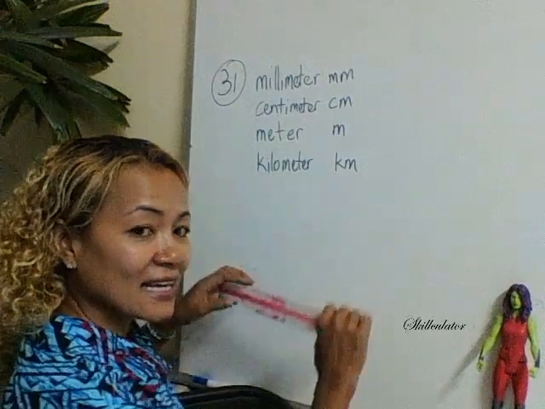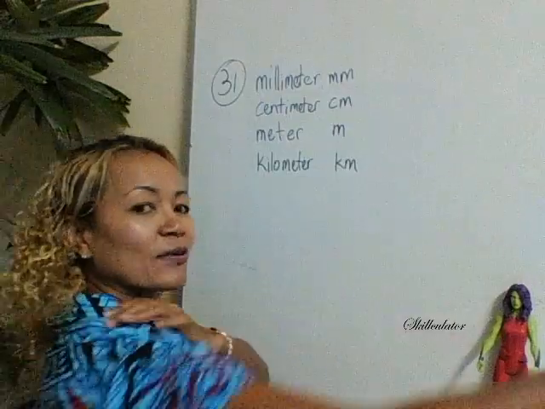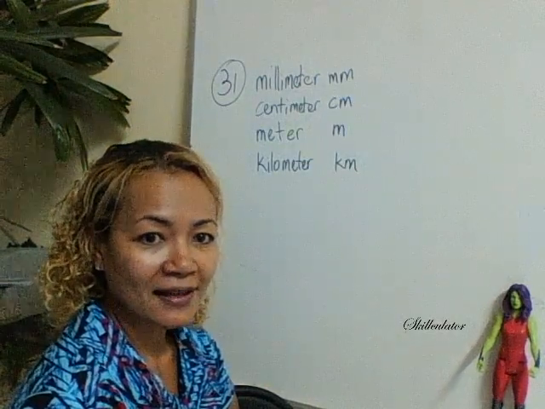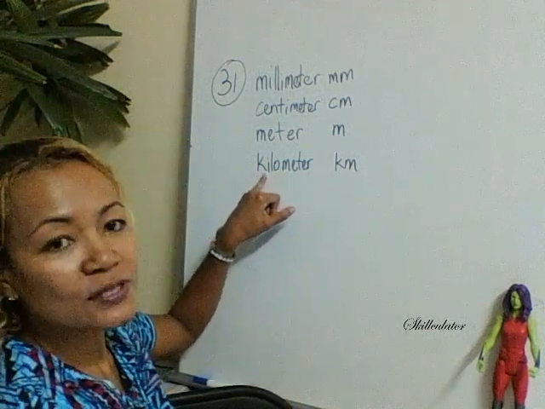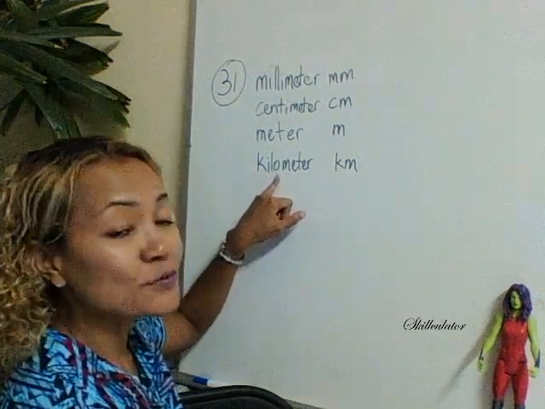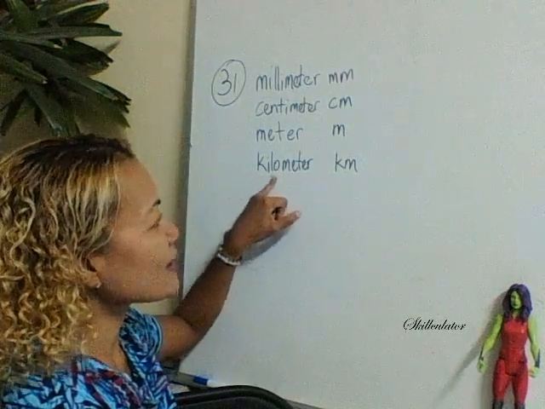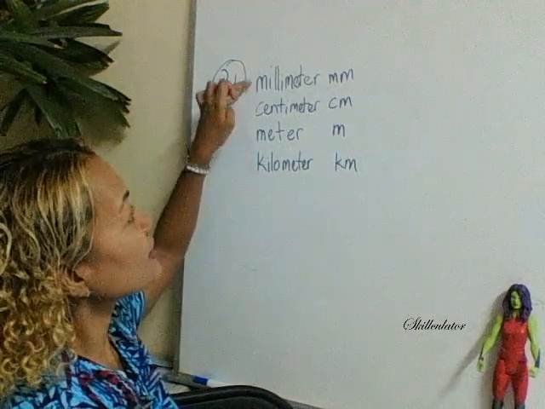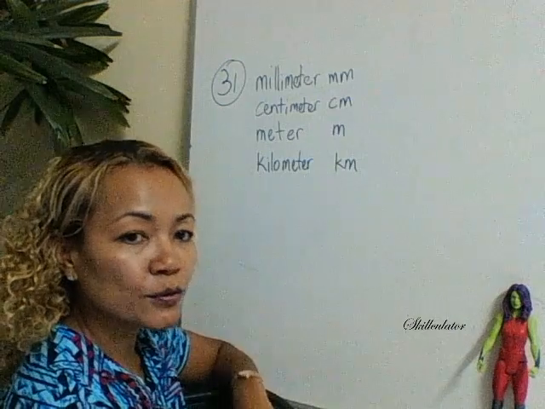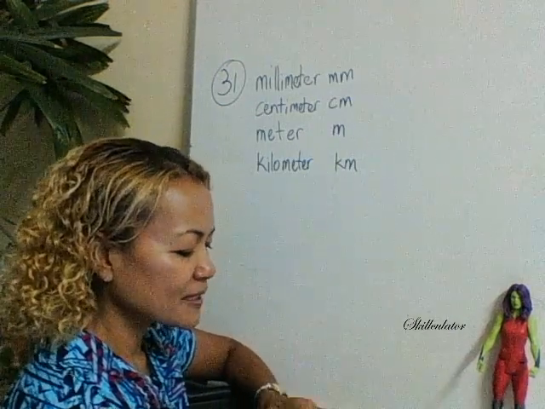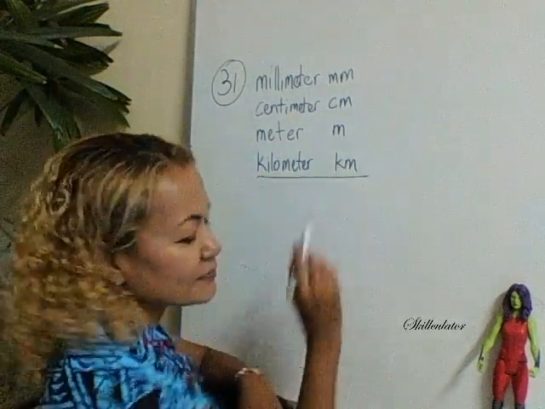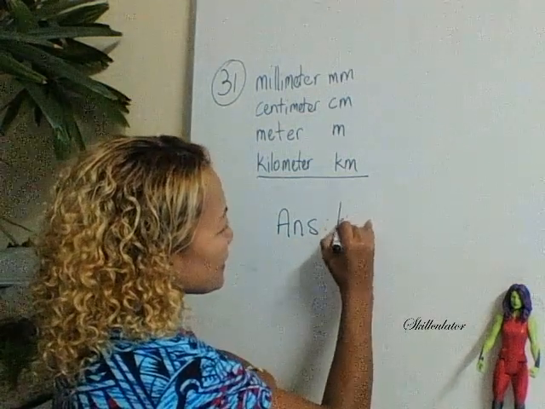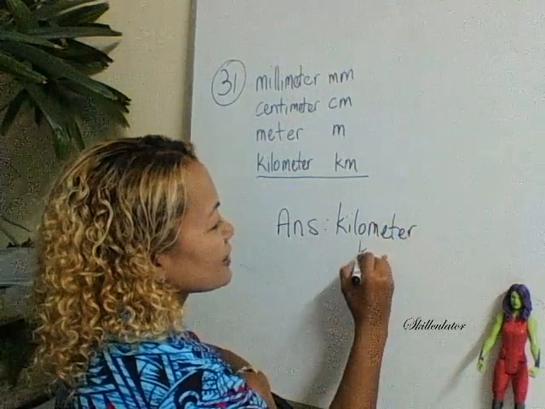A kilometer is that 1 meter, which is roughly the length of my arm, multiplied by 1,000. Kilo is usually used to mean 1,000. So kilometer is 1,000 meters. So out of these units measuring length, distance, a kilometer would be most appropriate in measuring the distance from Suva to Nandi. So, read the question again. What unit of measurement? Answer: kilometer. And you can put km for short.